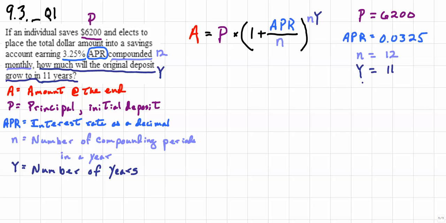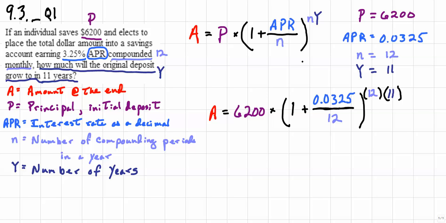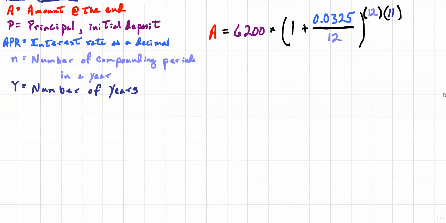So we simply go ahead and put this into the formula. So once you finish writing it out, you'll have A is equal to 6,200 times the quantity 1 plus 0.0325 over 12, and that will be raised to the 12 times 11 power. You can punch all this into your calculator if you have a sufficiently strong enough scientific calculator. You can also do it piecemeal, or you can use a web-based browser calculator such as web2.0calc.com. Let me write that out for you.